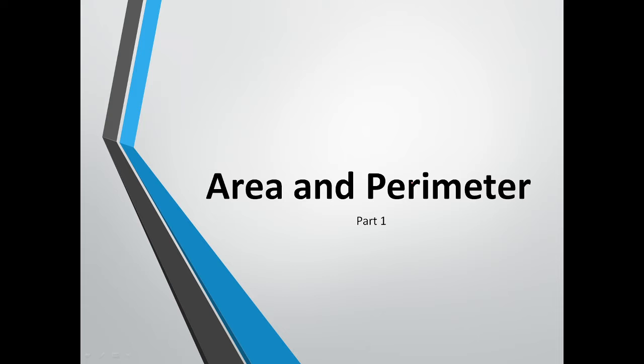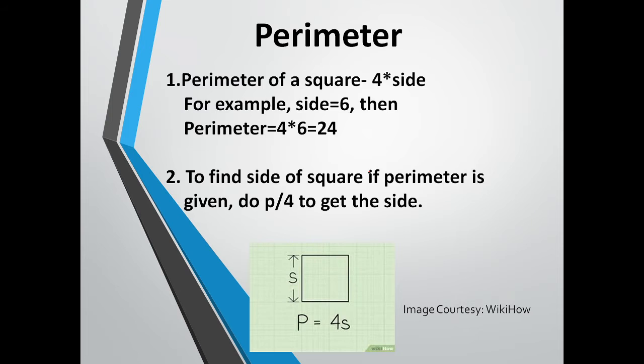So don't worry. Today we will learn about the area and perimeter of rectangles and squares, and I'll also explain why the formulas for perimeter and area are like that. Okay, first, what is the perimeter of a square? Perimeter of a square is 4 into side. For example, side equals 6, then perimeter equals 4 into 6, which equals 24.